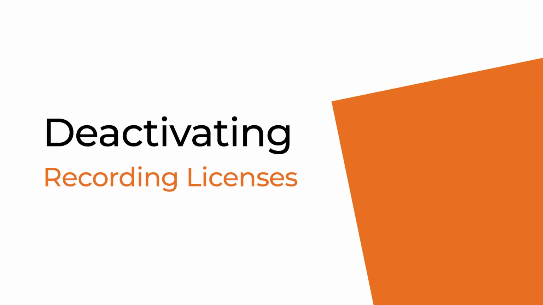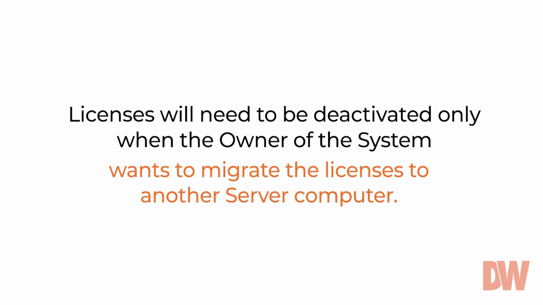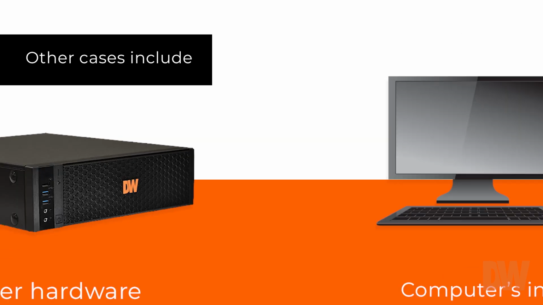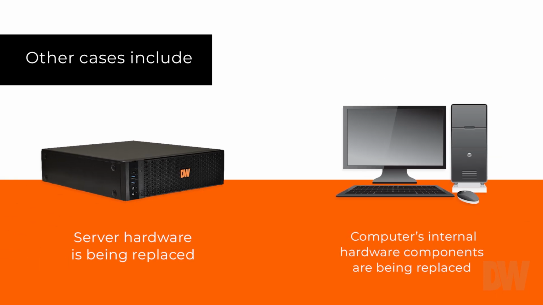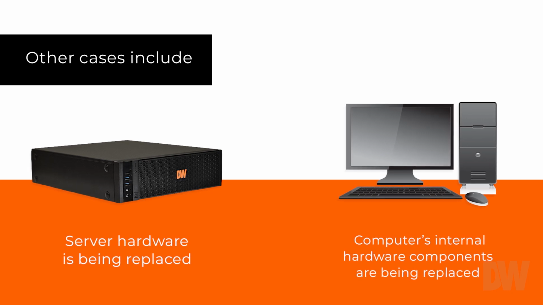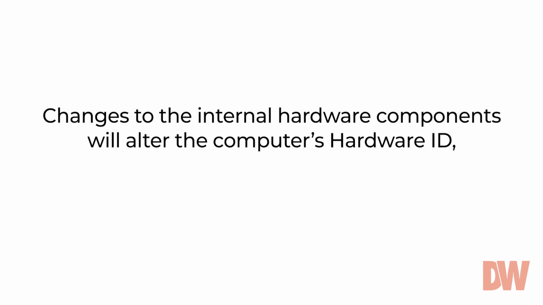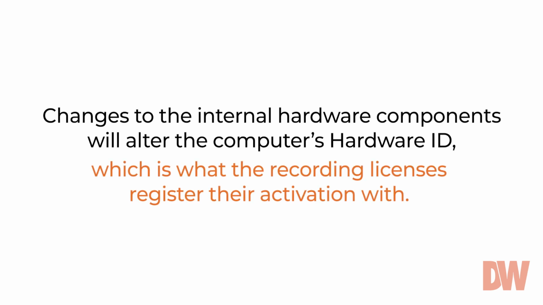There are few instances when a recording license pack will need to be deactivated on a DW Spectrum server. If at all, licenses will need to be deactivated only when the owner of the system wants to migrate the licenses to another server computer. Other such cases include when server hardware is being replaced or if the computer's internal hardware components are being replaced, such as the CPU, RAM, motherboard, or network interface card. Changes to the internal hardware components will alter the computer's hardware ID, which is what the recording licenses register their activation with.